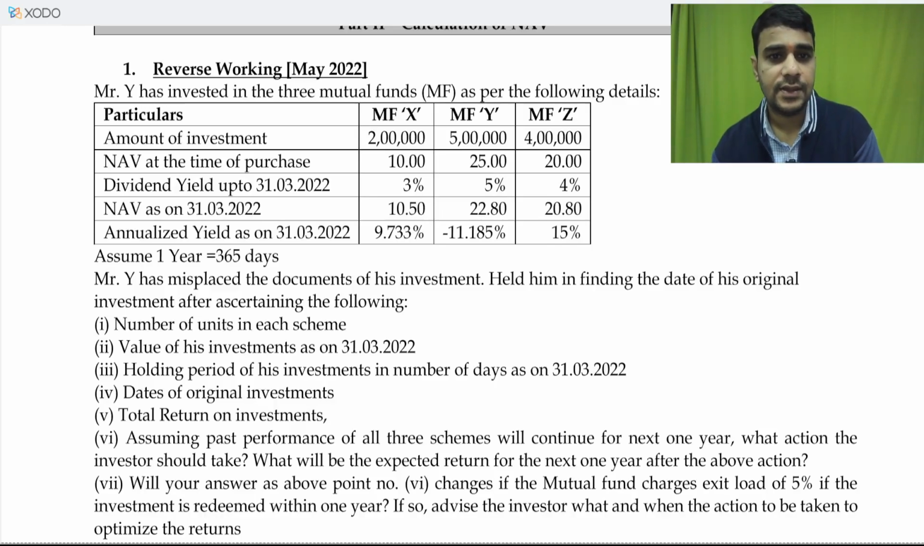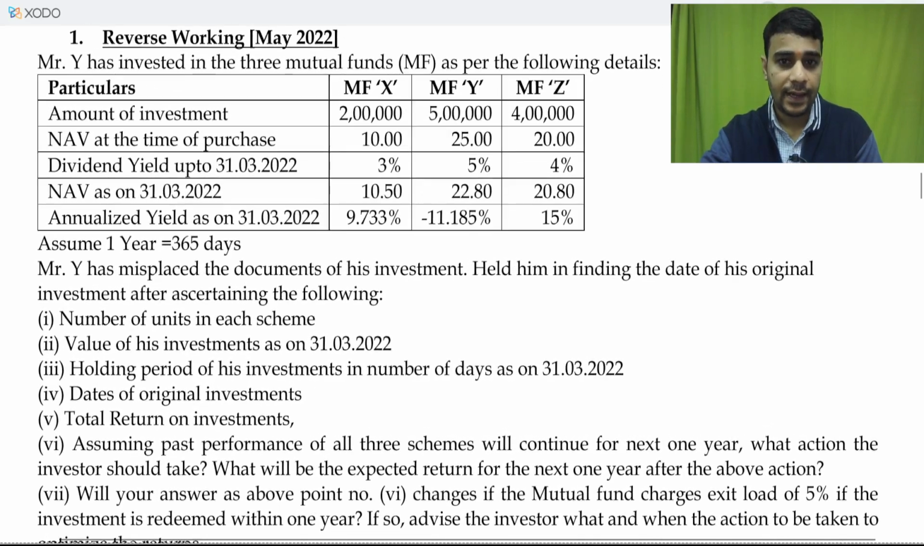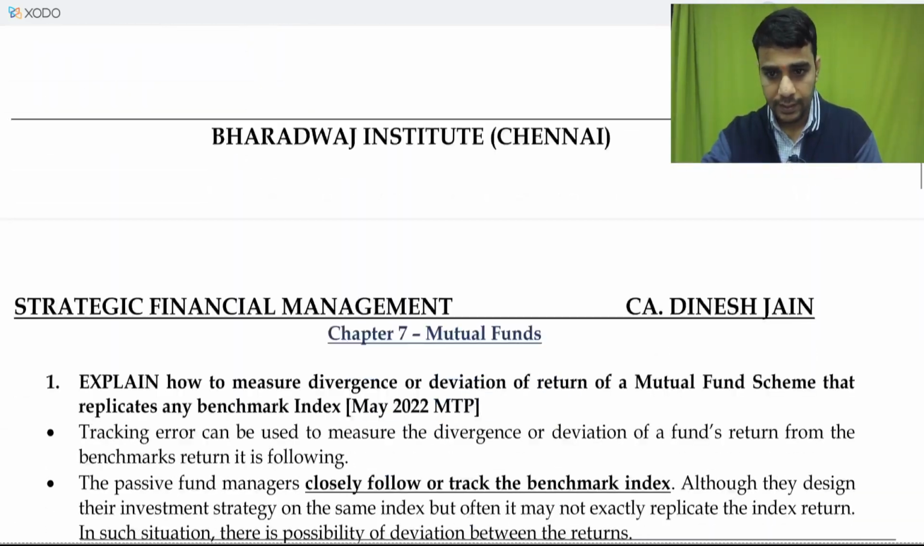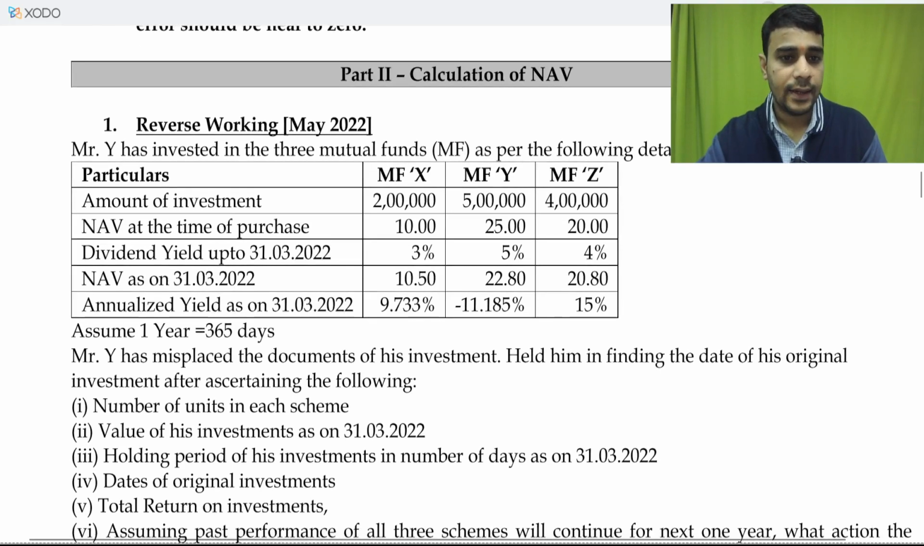Mr. Y has invested in 3 mutual funds as per the following details. Amount of investment: 2 lakh, 5 lakh, and 4 lakh. This is in the additional material, page 9. NAV at the time of purchase: 10, 25, and 20. Dividend yield up to 31/3/2022. NAV as on 31/3/2022. Annualized yield as on 31/3/2022. Assume 1 year is equal to 365 days. This line means you'll have to do the days calculation.